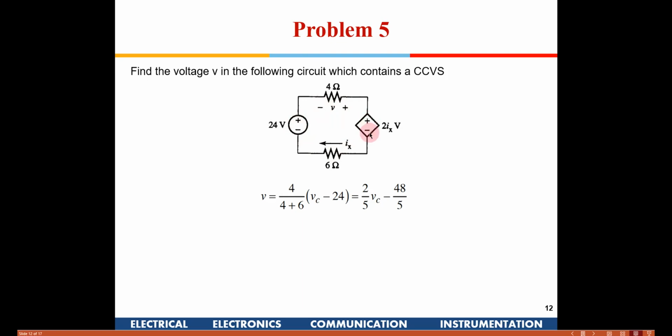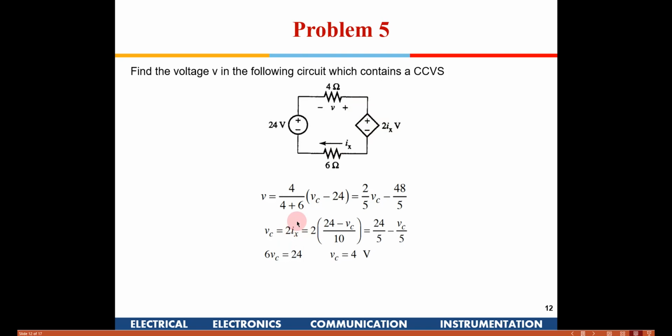This is plus, this is minus, this is 2Ix. 2Ix I am presently, for the time being, representing as VC out here. So VC minus 24, because this is opposing it, and there are two resistances. We are interested in the voltage across 4 ohms. The 6 ohm is in series with that, so 4 divided by 4 plus 6. So we get one equation like that. We need to find the second equation.